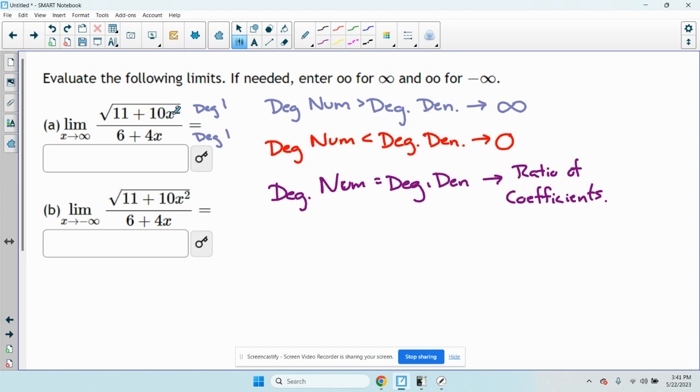So the limit is going to approach the ratio of the coefficients. The coefficient of the top x term, the leading or the highest degree x term, is square root of 10. So this is going to be square root of 10 over 4, whatever that decimal is.